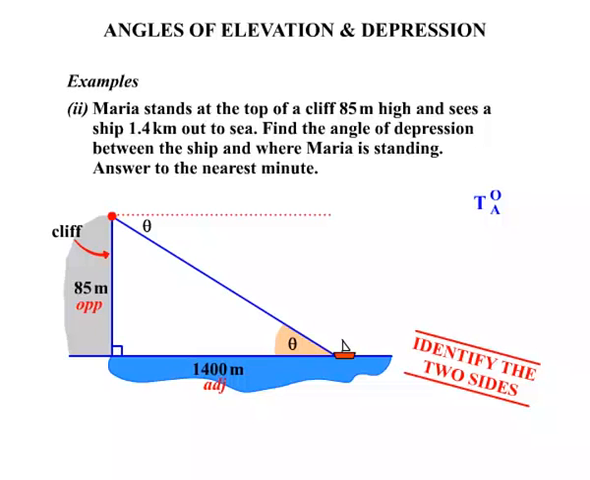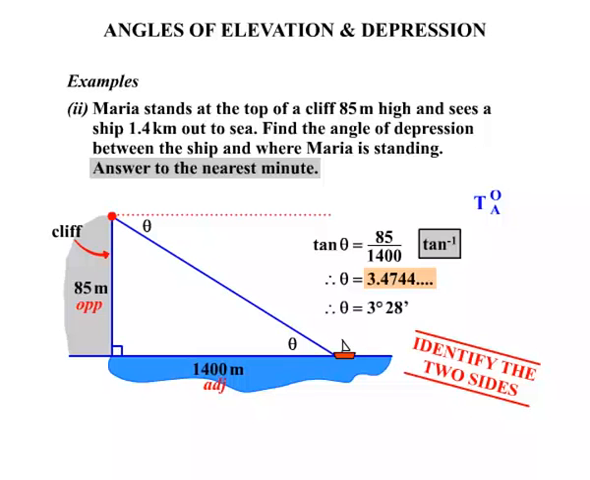So we're using tan. The angle is theta, so we write tan theta. Now it equals the opposite over the adjacent. So 85 over the 1400. We're trying to find theta. Tan is involved, but we don't press the tan button just by itself. We must press the inverse tan button or the shift tan. When we do that, we get that theta equals 3.4744. Those numbers continue. That's our decimal answer, but we need to answer to the nearest minute. So changing that to degrees and minutes, we get that therefore theta equals 3 degrees 28 minutes. It's been rounded off to the nearest minute.